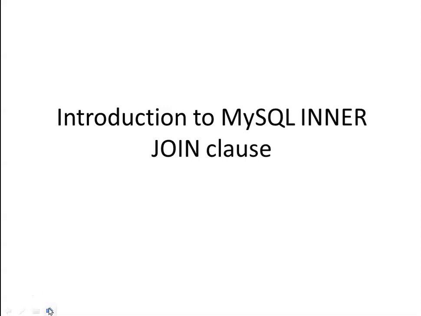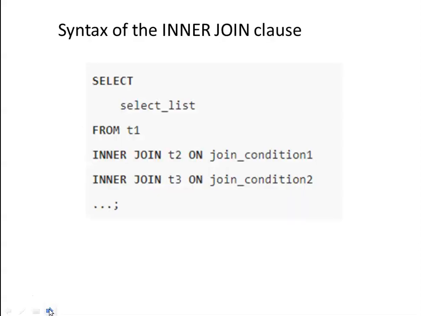We'll have a look at the syntax of the inner join. In the syntax, we see the normal pattern, that is the select and the from statement. First, specify the main table that appears in the from clause, that is T1. Second, specify the table that will be joined with the main table, which appears in the inner join clause, as shown over here.